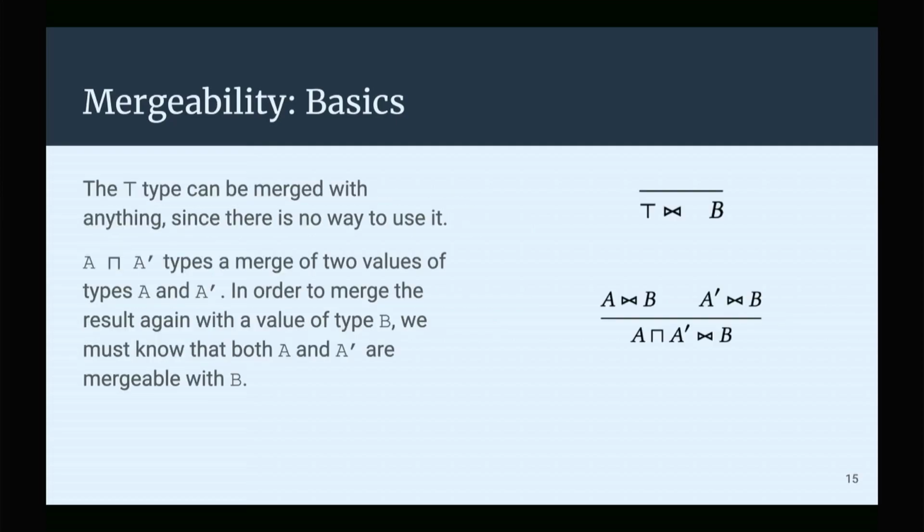The top type is really easy to deal with. It can be merged with anything because there's no operation on top that might be ambiguous. And again, intersections denote merges here. So A intersect A prime represents values of type A merged with values of type A prime. If we want to perform another merge and merge that merge with a value of type B, then we had better make sure that B is mergeable with both of the values that have already been merged.